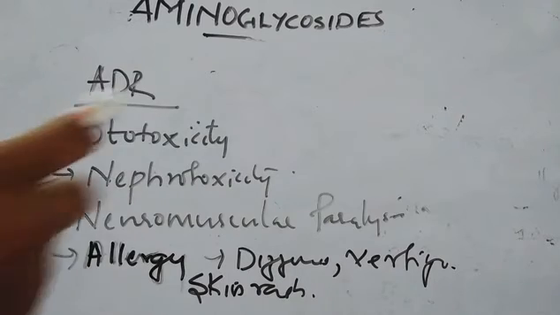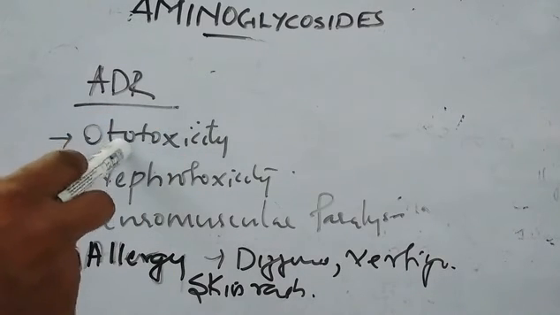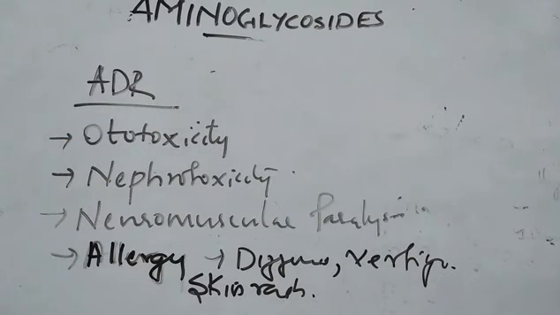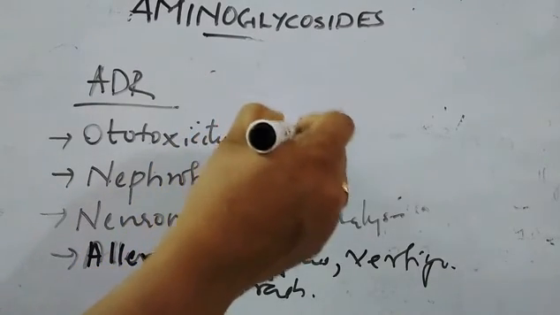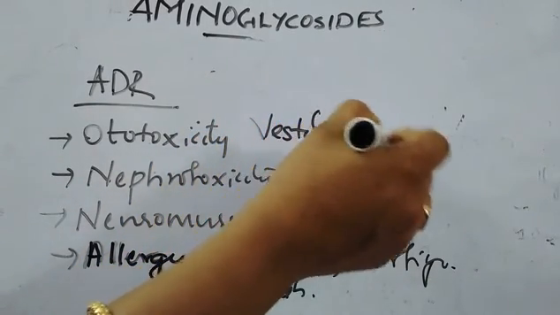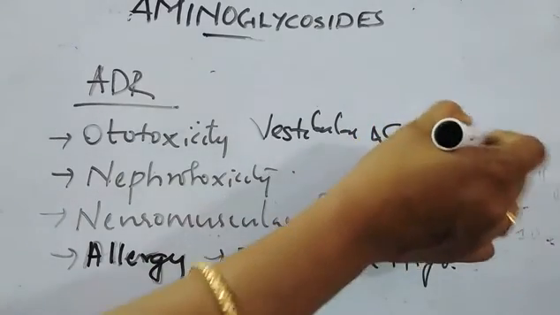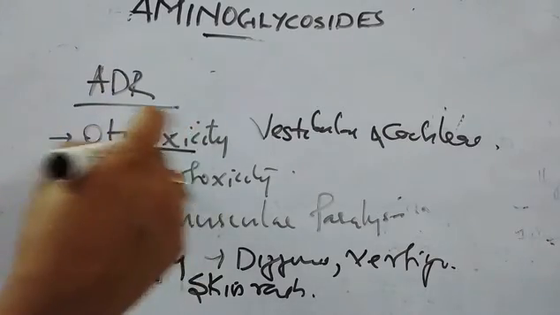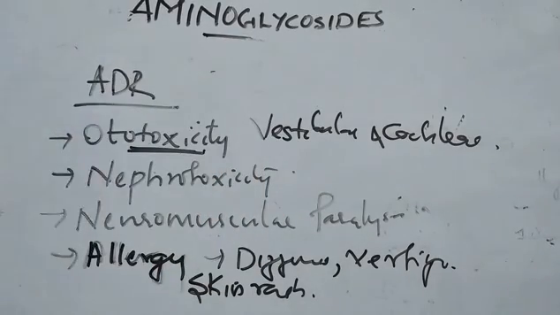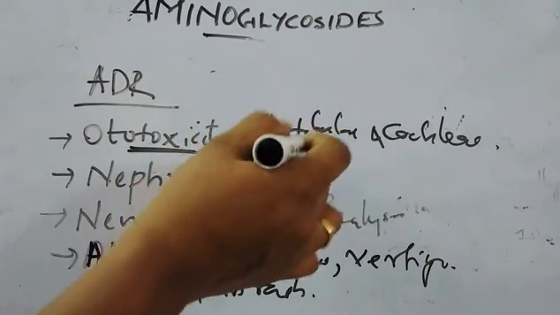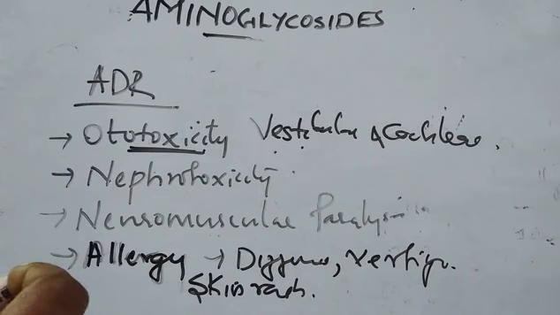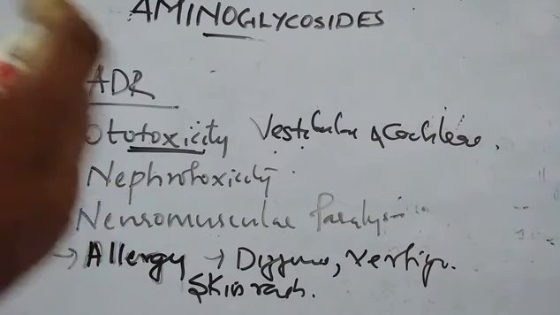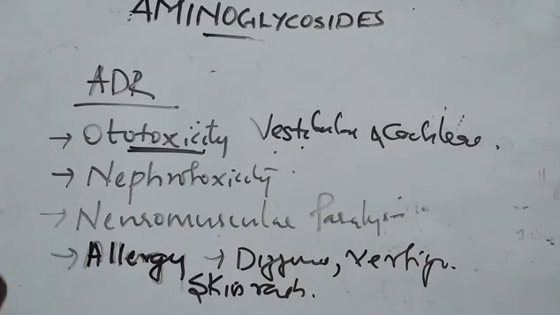Coming to the adverse drug reactions of aminoglycosides, they commonly cause ototoxicity. They can cause vestibular as well as cochlear adverse reactions. This usually occurs when the concentration of the drug in the plasma is very high, and this may lead to irreversible deafness associated with the ototoxicity, and vertigo as well as loss of balance in patients receiving aminoglycosides.